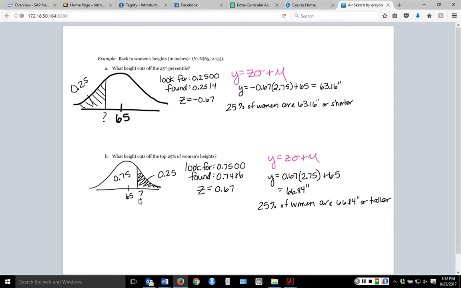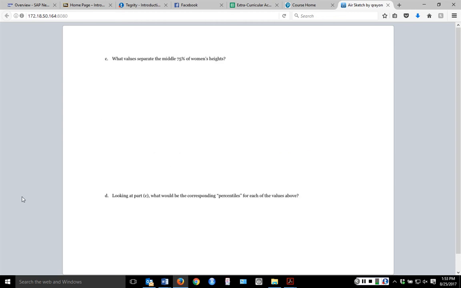So the important thing here is we have to look to whatever's to the left of our question mark. So let's see if we can do part C. Maybe a little bit more complicated. It asks for the middle 75%. So this time I'm going to start with my same picture that is still centered at 65.